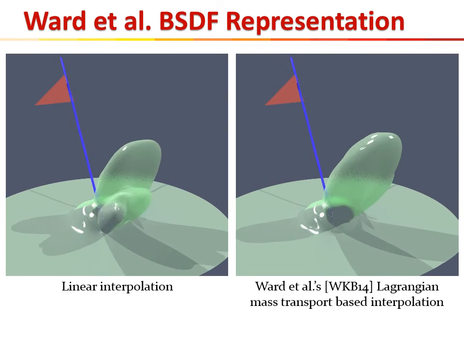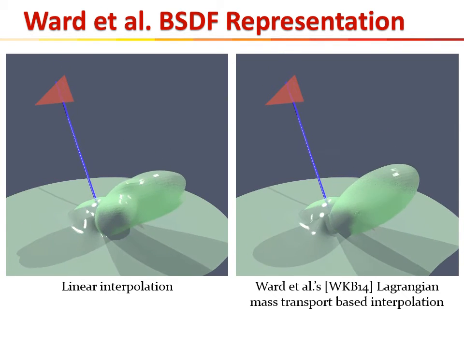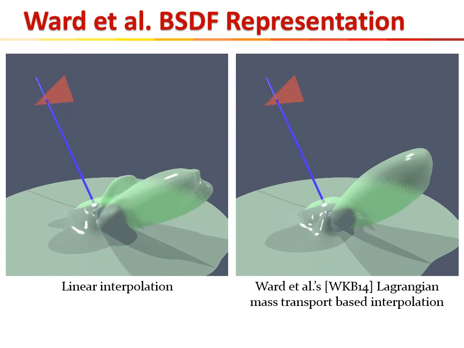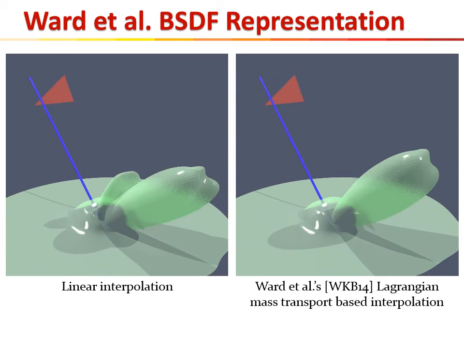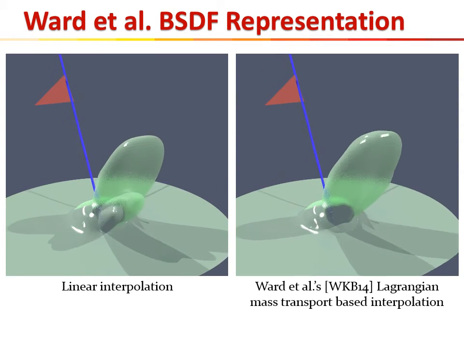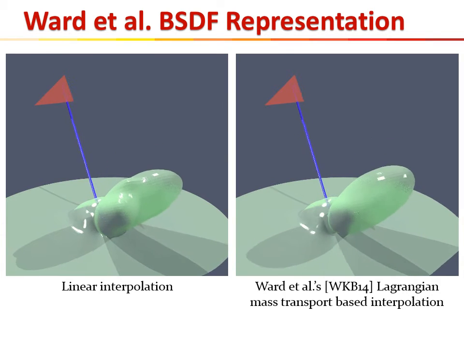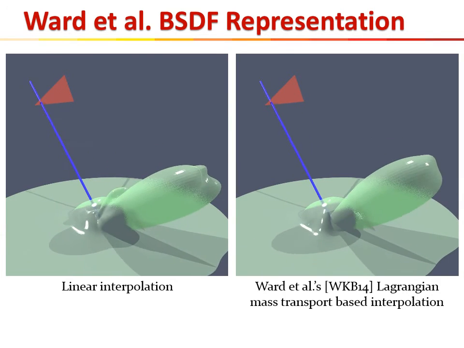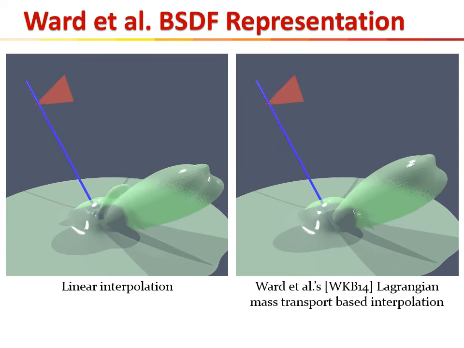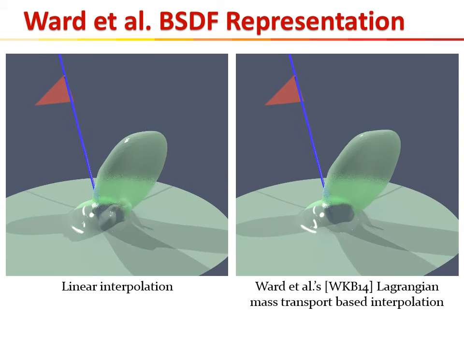To make an interpolation inside the triangles of the spherical Delaunay triangulated mesh, a method similar to nested linear interpolation of the transport plan is used. As you see, Ward et al.'s interpolation technique gives better results than a non-linear interpolation.